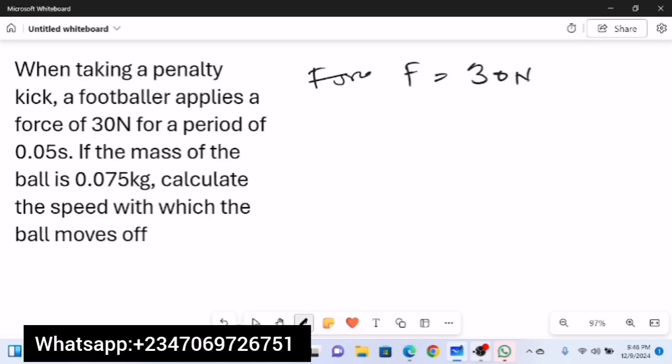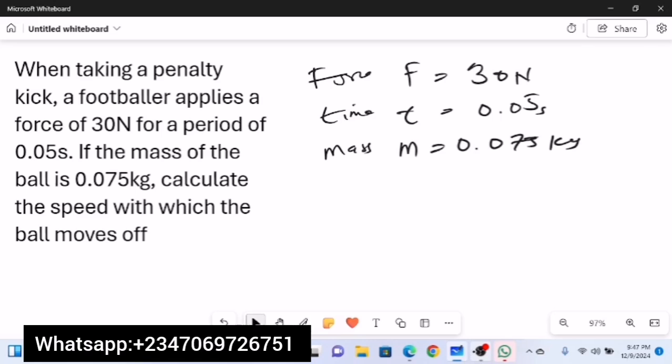For a period of 0.05 seconds, so our time T is given as 0.05 seconds. If the mass of the ball is 0.075, so mass was given, m equals 0.075 kg. We're asked to find the speed with which the ball moves off.